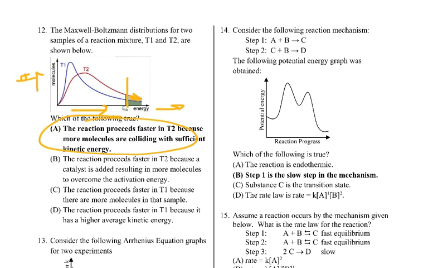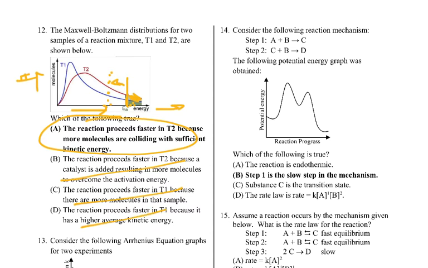For B, the reaction proceeds faster in T2 because a catalyst is added. No, a catalyst is not added. If a catalyst was added, the threshold energy would be lower than it is, and that's not true. The reaction proceeds faster in T1. No, that's not true.